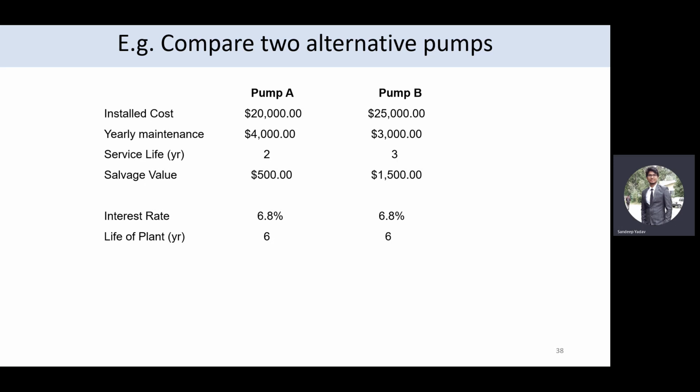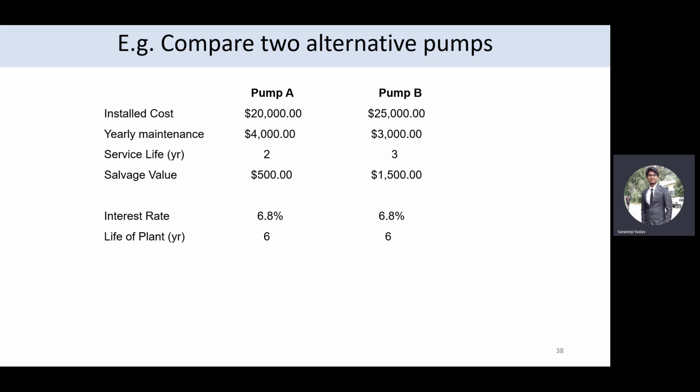It is a variable cost. Sorry, it's also a fixed cost. The service life is 2 years for pump A and 3 years for pump B. After 2 years and after 3 years of service, each has some salvage value, the value of scrap, whatever you get when you sell to scrappers, which is $500. The interest rate is the same, 6.8%, and the life of the plant is 6 years. So if you choose pump A, you have to replace 3 pumps, and if you use pump B, you have to replace 2 pumps.